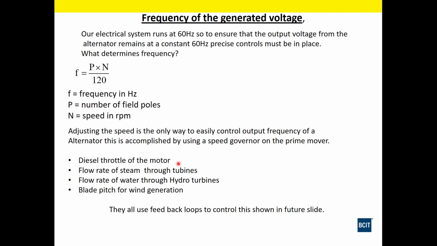What that looks like for a diesel generator is a throttle control on the diesel motor. For steam turbines, we have the flow rate of the steam going through the turbines. For water, we control the water flowing through the hydro turbines. And for wind generation, we often control the blade pitch to control the RPM of the wind turbine. Now, they all have feedback loops to control the speed of the prime movers, and we're going to have a look at that a little later on.